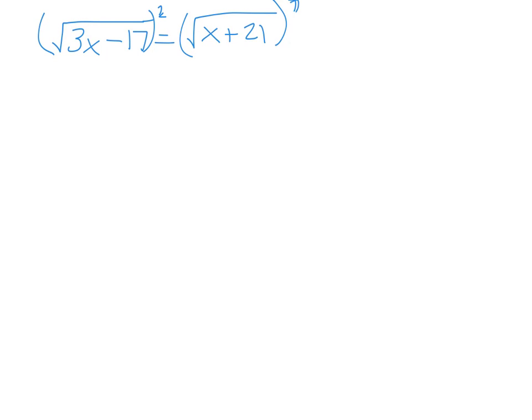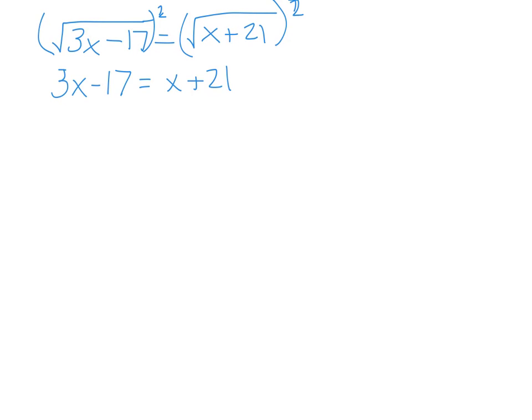Let's look at another one. It's more of the same. So let's look at the square root of 3x minus 17 equals the square root of x plus 21. To solve this, we first have to look: are the radicals by themselves? Yes. So we're going to square. This radical and the square root cancel out. We've got 3x minus 17 equals, and over here, x plus 21.